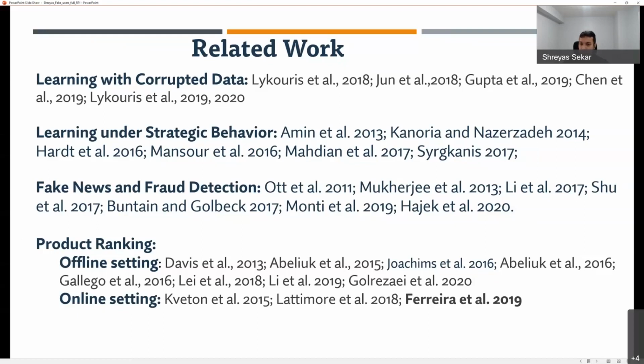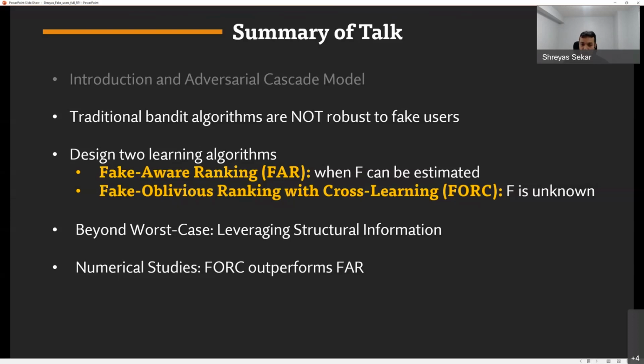All right. Again, if you have any questions, feel free to interrupt me, or let me give you a quick summary of what to expect. So I'm going to start with traditional algorithms, because those of you who have taken a learning course or are familiar with online learning, you're going to think about the existing algorithms, and it's worth wondering whether or not they're robust. Now, once that's done, I'm going to introduce two algorithms that are called the fake aware ranking algorithm and the fake oblivious ranking algorithm with cross-learning. So we're going to call them FAR and FORK.